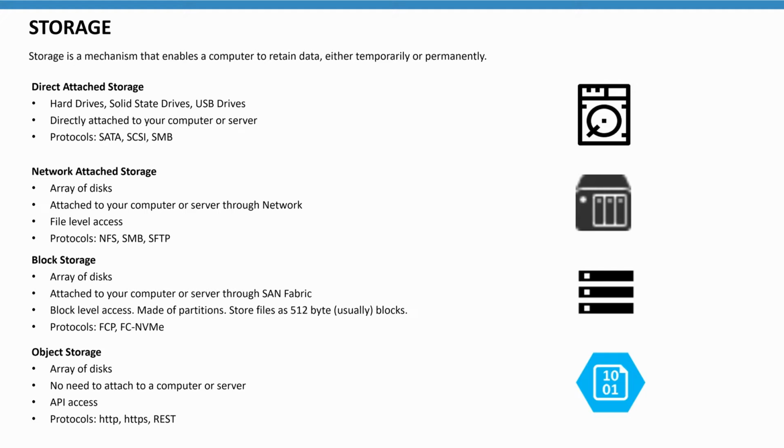Storage is a mechanism to store the data either temporarily or permanently. Direct attached storage. A good example is the hard disk in your laptop. Organizations use two types of storage, network attached storage and block storage. Network attached storage is an array of disks with built-in failover and fault tolerance. If one hard disk fails, you will not get an outage. The second hard disk will take over. It gives file-level access. A good use case for network attached storage is Microsoft SharePoint in your organization.